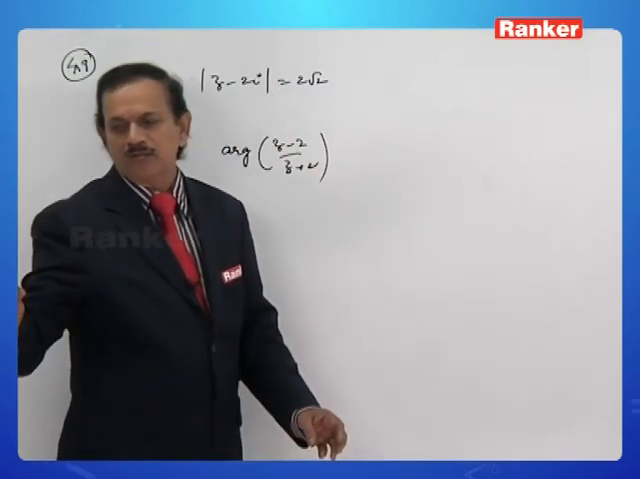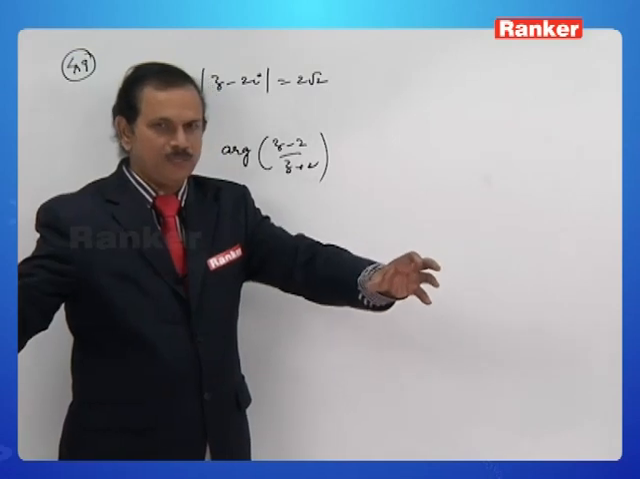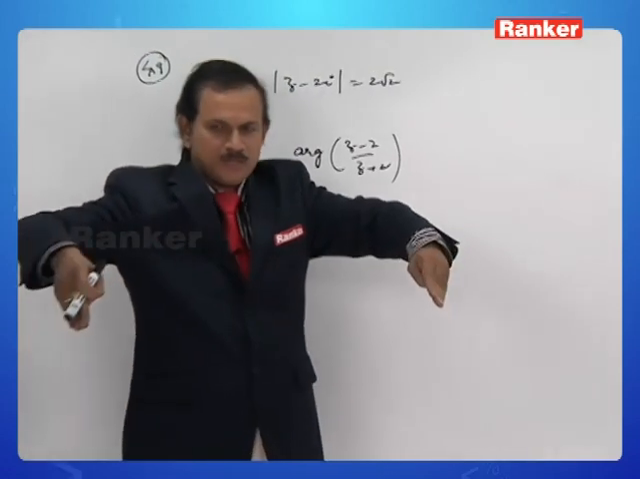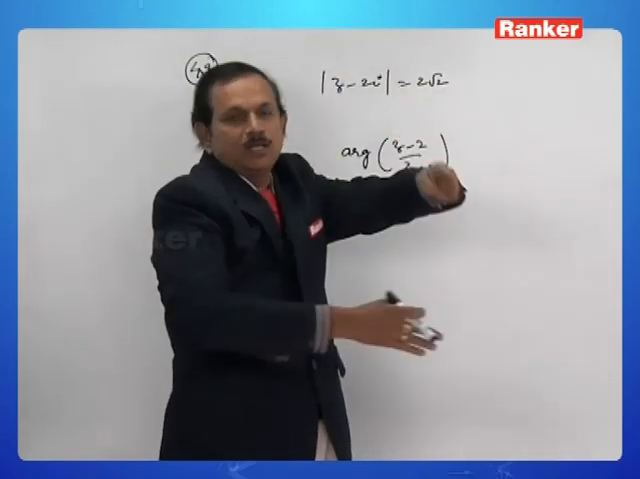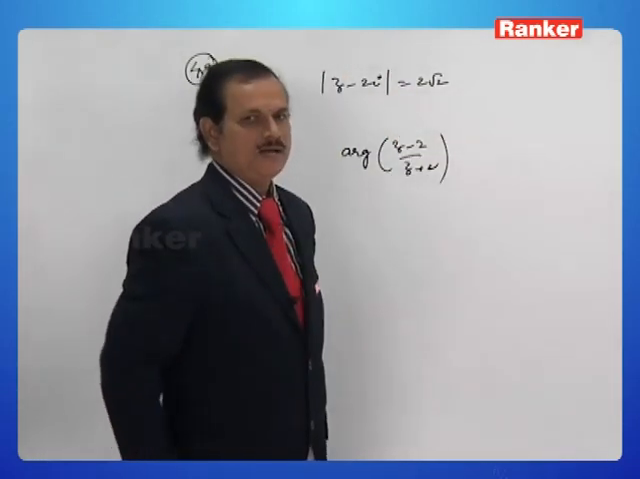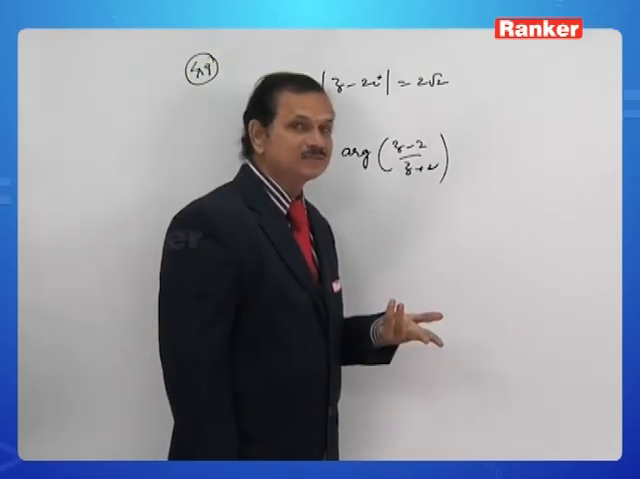What I mean to say is, by looking at the question, what type of thinking you must fix in your mind for z minus 2 by z plus 2. If you take 2 as the point A (2, 0) and minus 2 as the point B (-2, 0), then the angle between AP and BP, that is angle APB, is what you require. That is first of all. The points A and B are lying on the x-axis.